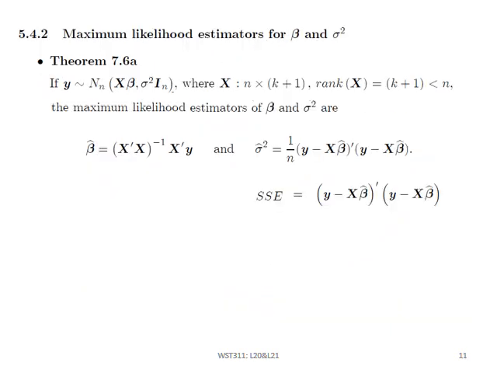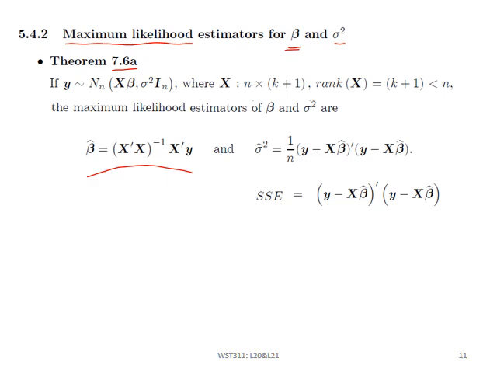Previously, we've used the least square principle to derive an estimator for beta. Next, we will use the maximum likelihood principle to derive an estimator for beta and for sigma square. Theorem 7.6a states that the maximum likelihood estimator for beta is exactly the same as the least square estimator for beta.